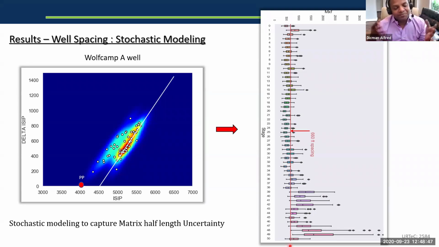Okay. Remember, spacing is not just an SRE problem. Spacing is economics and the time of production. So you've got to wait. If this well has been in production for 10 years versus 2 years, looking at this, I would put another well at 800. But if it's been 10 years, I will probably go 1,000 feet. So those are the things you should take care of.